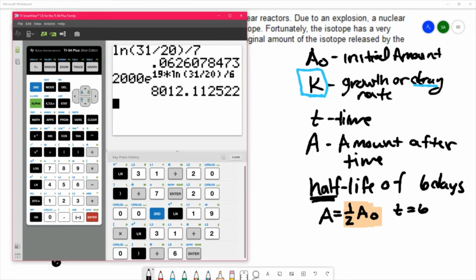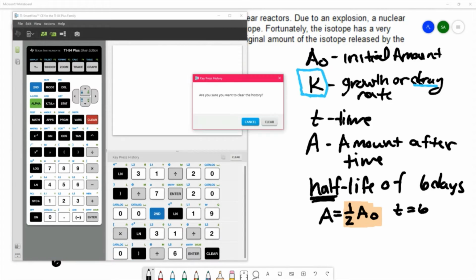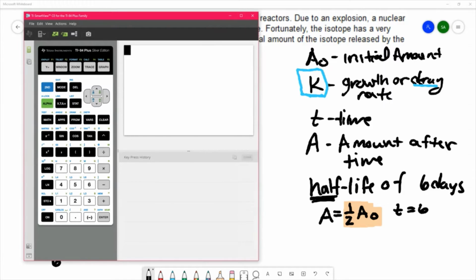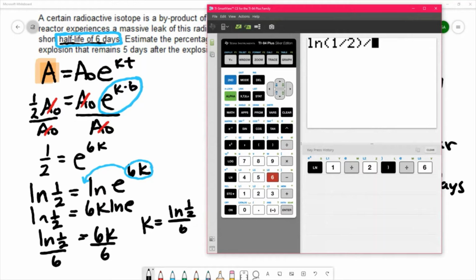I'm going to type this into my calculator. Let me clear these buttons so you can follow along on which ones I pushed. So we have natural log of 1/2 over 6. And this is going to be my decay rate. You can see that decay rate came out to be negative. So we're going to round to 3 decimal places. That would be negative 0.116.